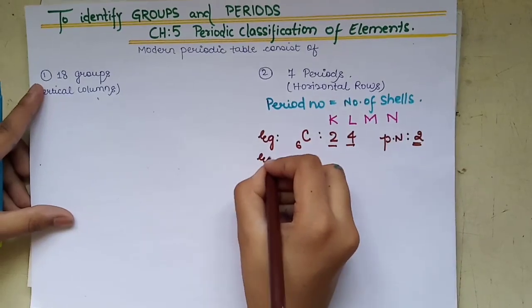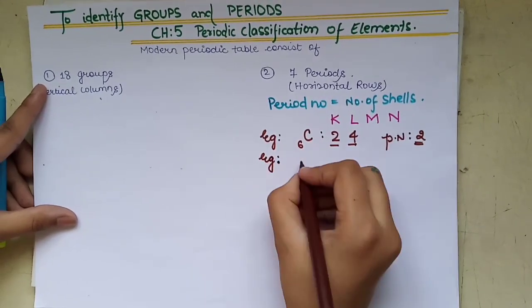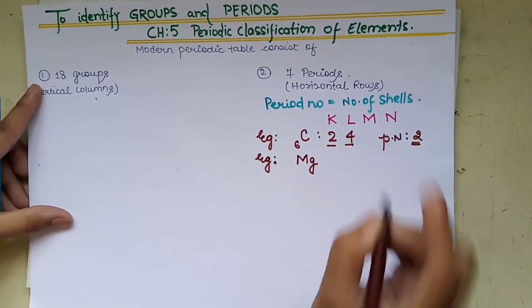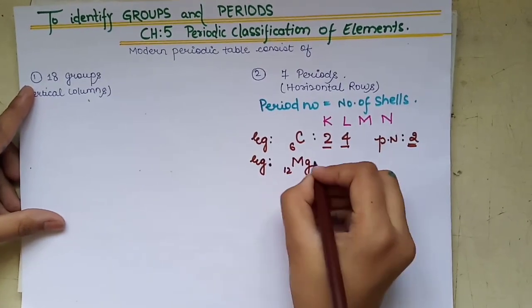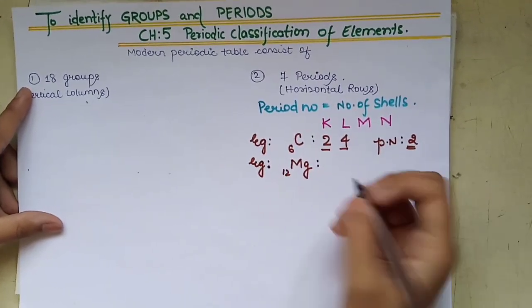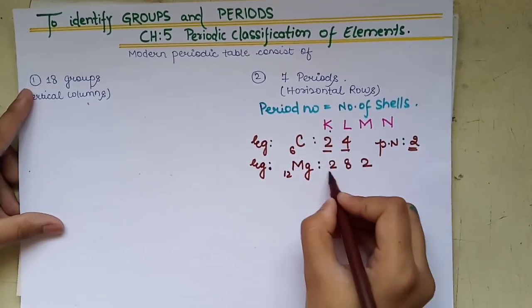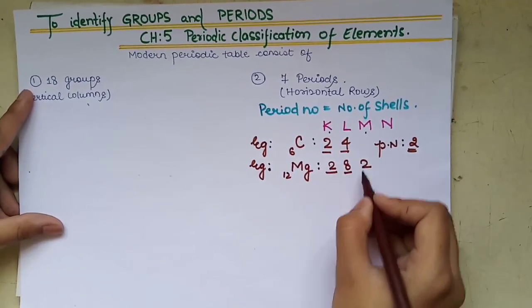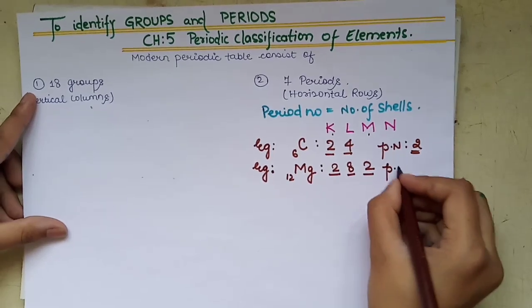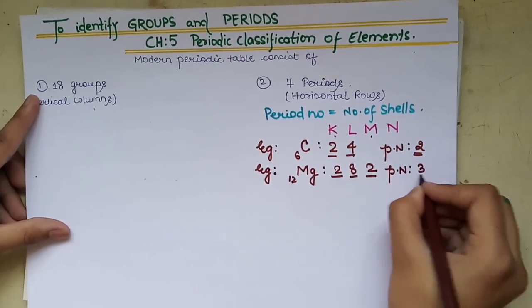The next example, suppose magnesium. Magnesium has atomic number 12, so its configuration can be written as 2, 8, 2. It took K, L and M, so its period number is 3.